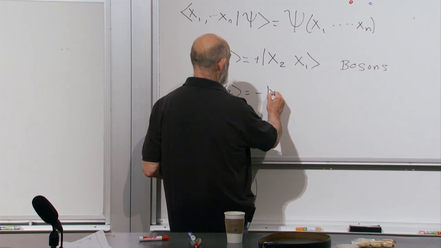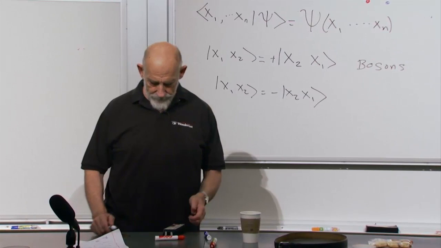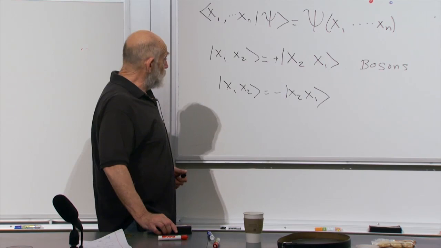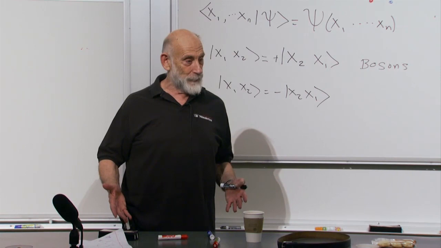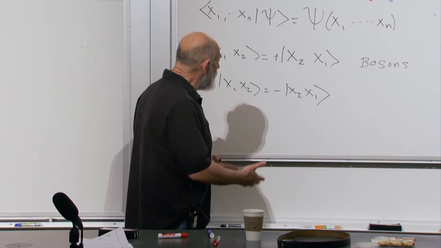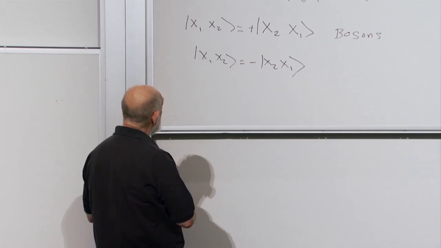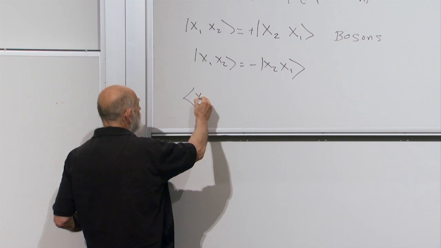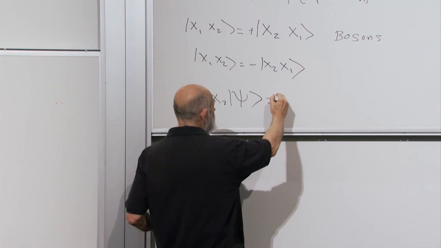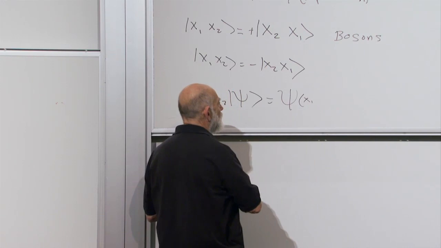Okay, so when you switch two fermions, identical fermions, the state vector changes sign, keeping in mind that the change of sign is itself not observable. It's not an observable thing because the probability distributions, expectation values, everything of interest involves psi times psi star. All right, so if the state vectors change in this way, then the same must be true of the wave functions. For example, let's take x1, x2, psi. That's by definition psi of x1 and x2. The wave function of particle 1 and particle 2.